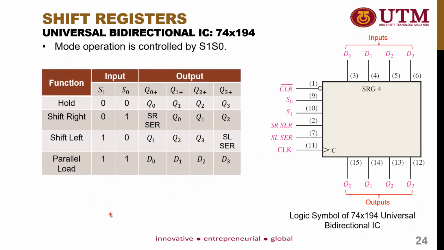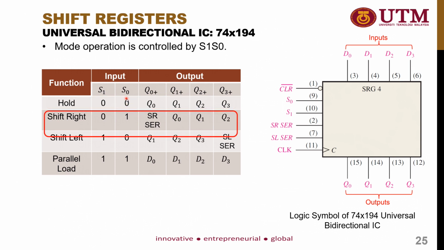Next I will show you the different modes that are available in the 74X194 Universal Bidirectional IC. The first mode is the hold mode. In order to activate the hold function, you must give an input of 0 to S1 and 0 to S0. What does hold mode mean? In hold mode, it holds the current value at the output. Whatever the current value of the outputs, it will retain it and will not change while the shift register is in hold mode.